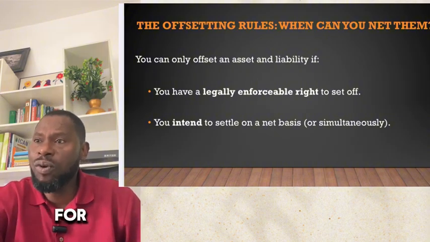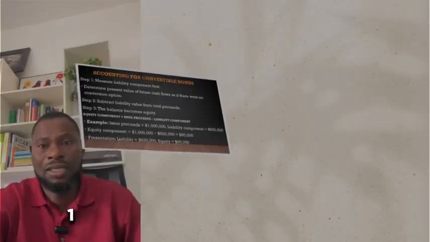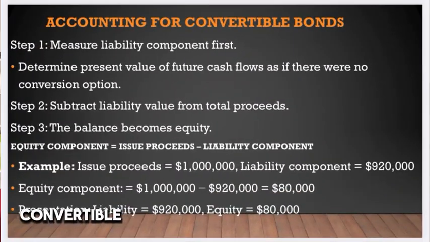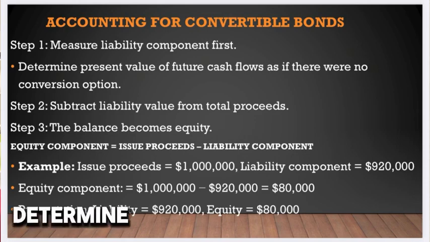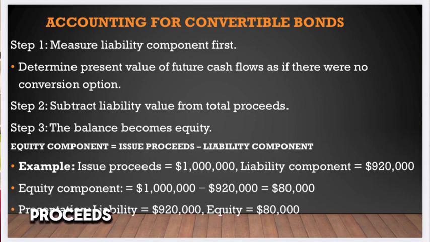Now let's look at accounting for convertible bonds. These are the steps I want you to understand. We'll explain what convertible bonds are. Step 1, you measure the liability component first. To do that, you have to determine the present value of future cash flows as if there were no conversion option. I think we explained that before, but just to reiterate. Step 2, you subtract the liability value from total proceeds. Then step 3, the balance is your equity. Simple. So the equity component is equal to the issue proceeds less the liability component.